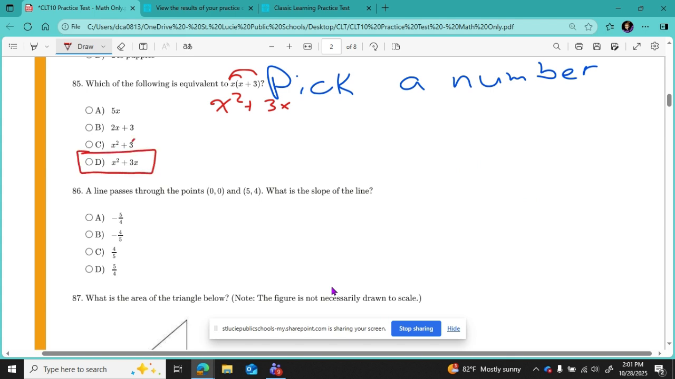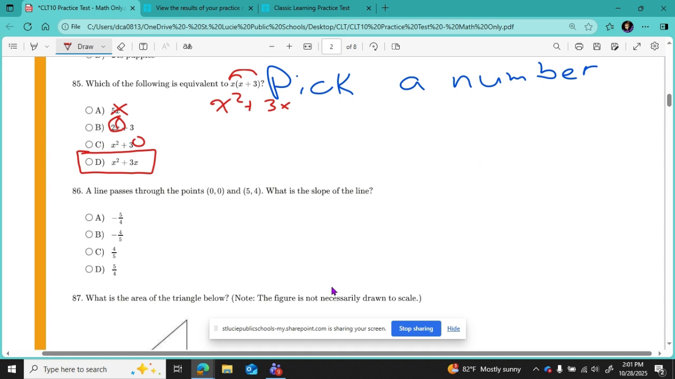This one's missing the x. This one's missing the square. They put the 2 at front instead of the square. And this, they added stuff they should not have. And we can prove that this answer is correct if we pick a number for x and plug it in.